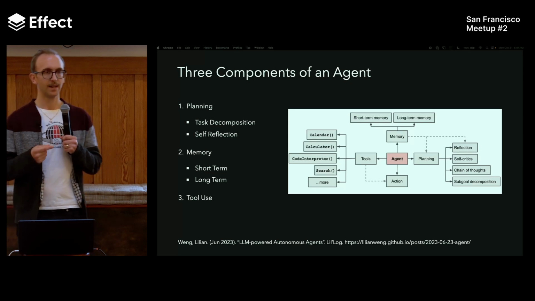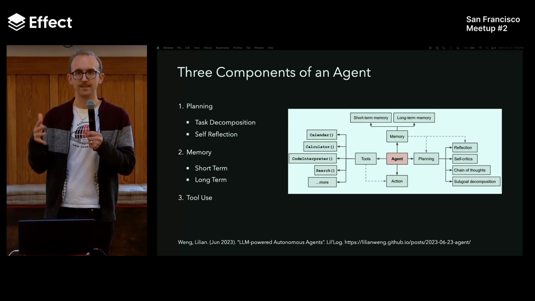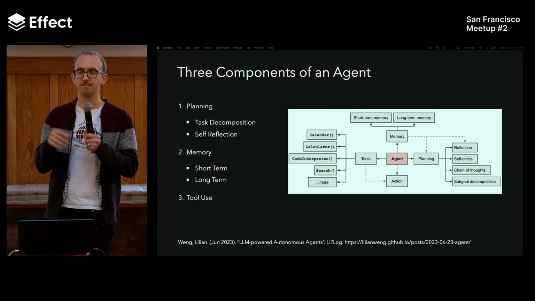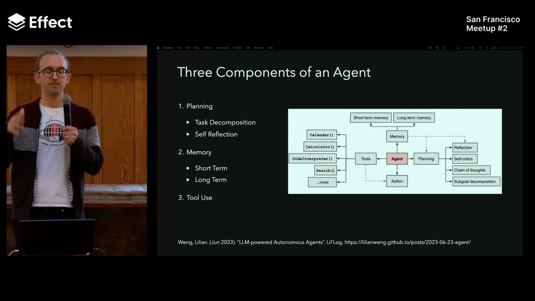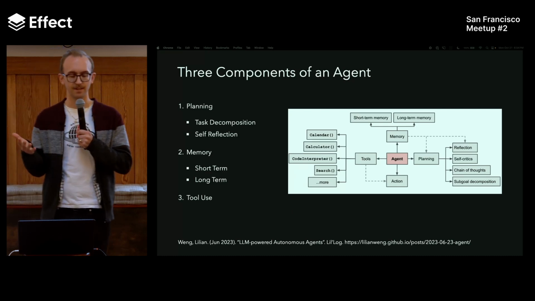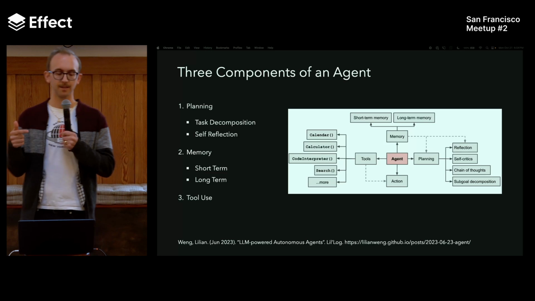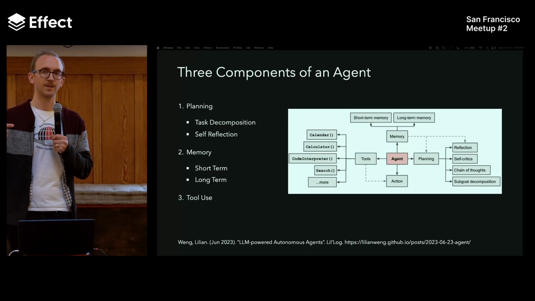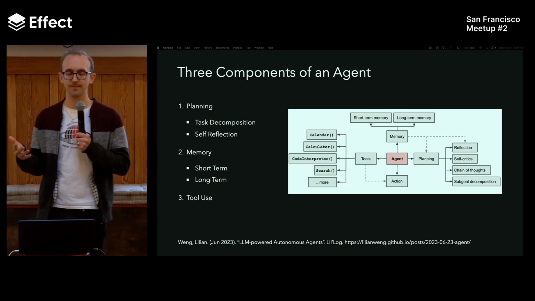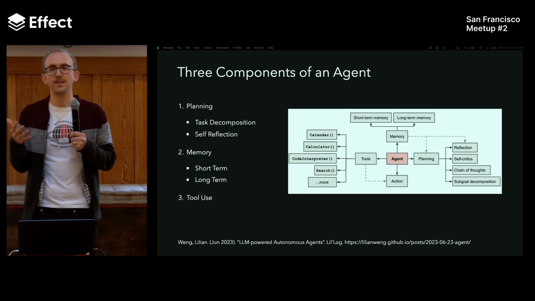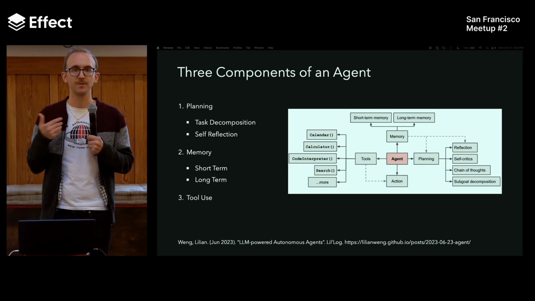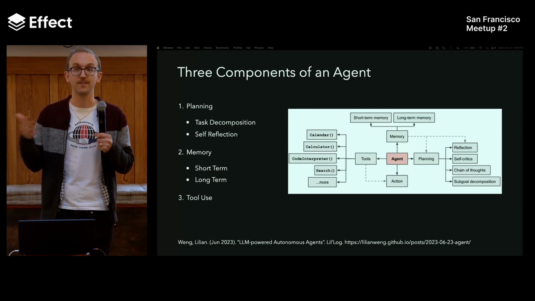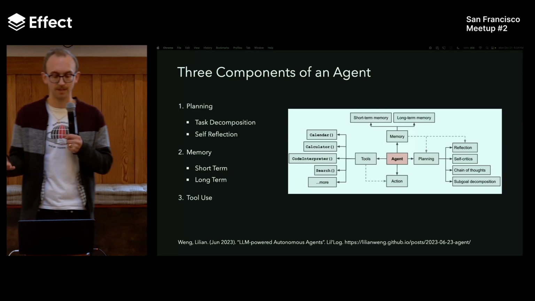For planning, agents should have the ability to decompose tasks into smaller subunits. Basically, take a complex problem, break it into smaller problems that are easier to solve. And then similarly, as part of planning, the agent should be able to reflect on its output so that it can improve upon its mistakes. And if you think about it, this isn't really all that different from how we as humans approach solving a complex problem, right? We sort of do the same thing.